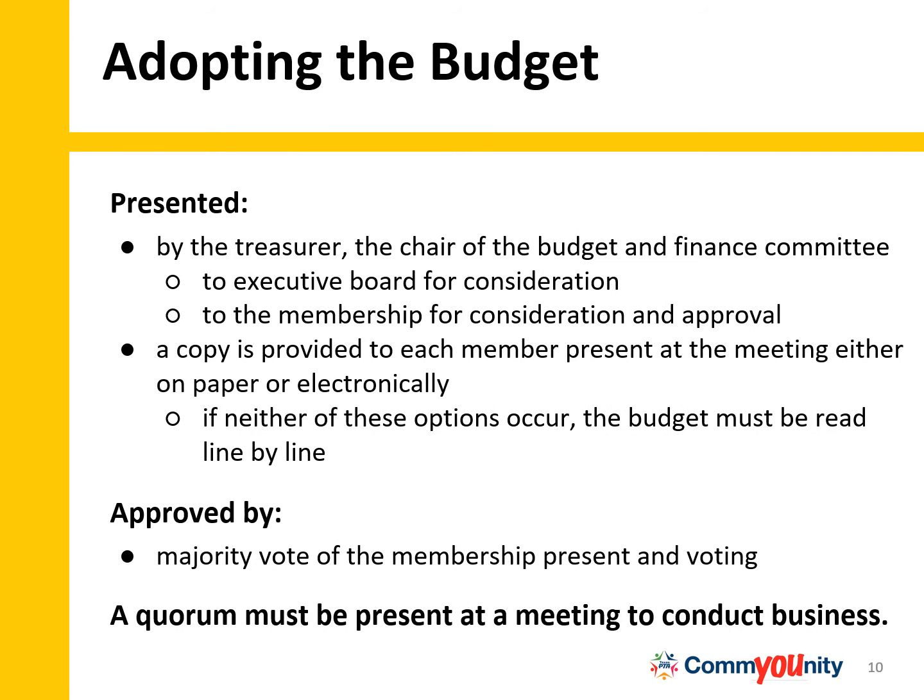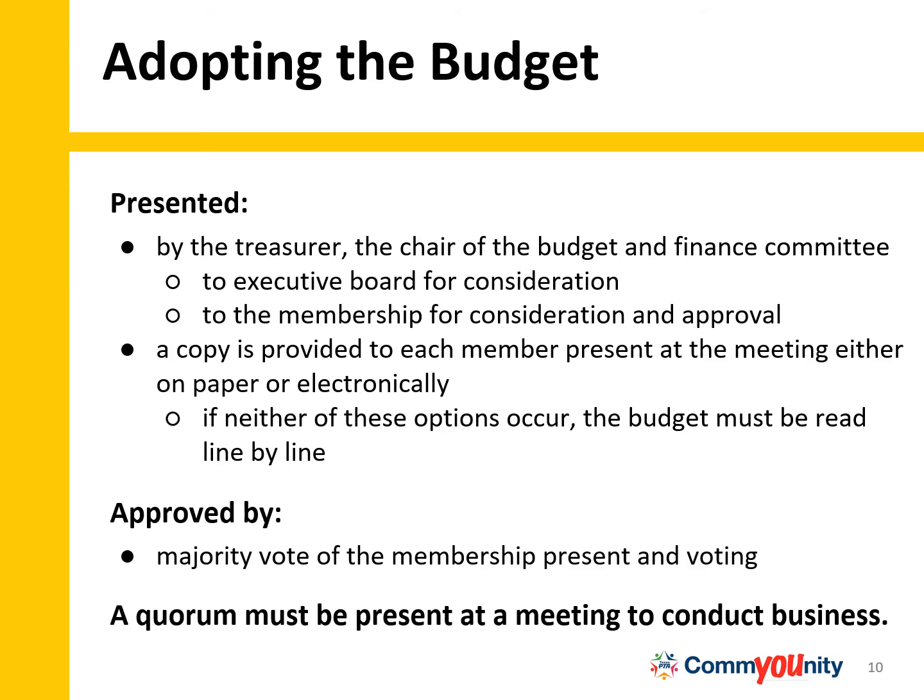After the budget has been developed, it is usually presented by the treasurer to the PTA Executive Board for consideration and must be presented to the PTA membership for adoption. If a copy of the proposed budget is not provided to each member electronically or on paper, or if there is an objection to the proposed budget not being read, each line item on the budget must be read. Discussion is offered. A majority vote of the members present and voting is required for adoption. The adoption of the budget must be recorded in the minutes of the membership meeting.